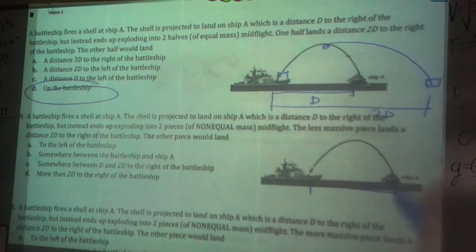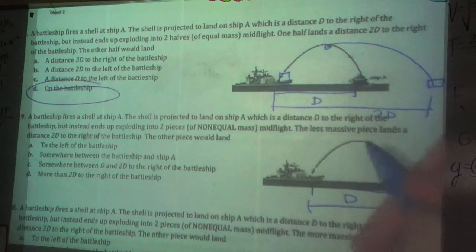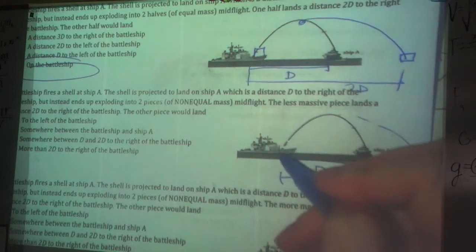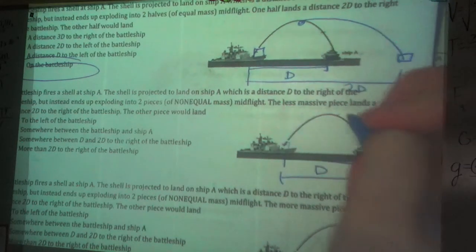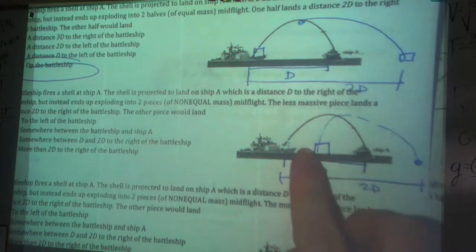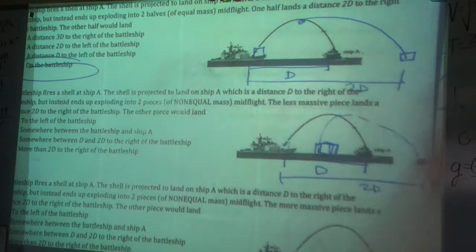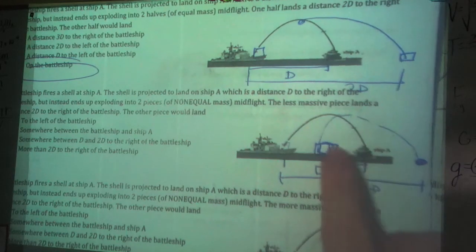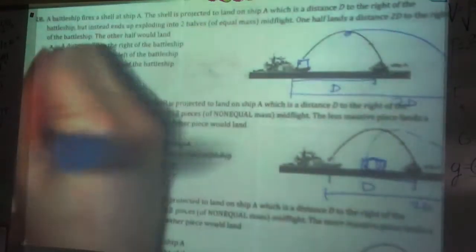Now, the next one, same situation, but now it's not equal masses. The less massive piece lands the distance 2d away. So here it's the smaller mass. I don't want it to land like here, because then the center of mass would be skewed towards the greater mass. So that means the greater mass must have landed somewhere to the left of the ship, because you still want it to average out, but it's closer to the ship than this one was. Not that my sketch is to scale. Maybe something like this. Because the center of mass is going to be closer to the bigger mass, and I still need my center of mass to be here, so the bigger mass must be closer, the smaller mass must be farther away. So it's somewhere between the battleship and ship A.